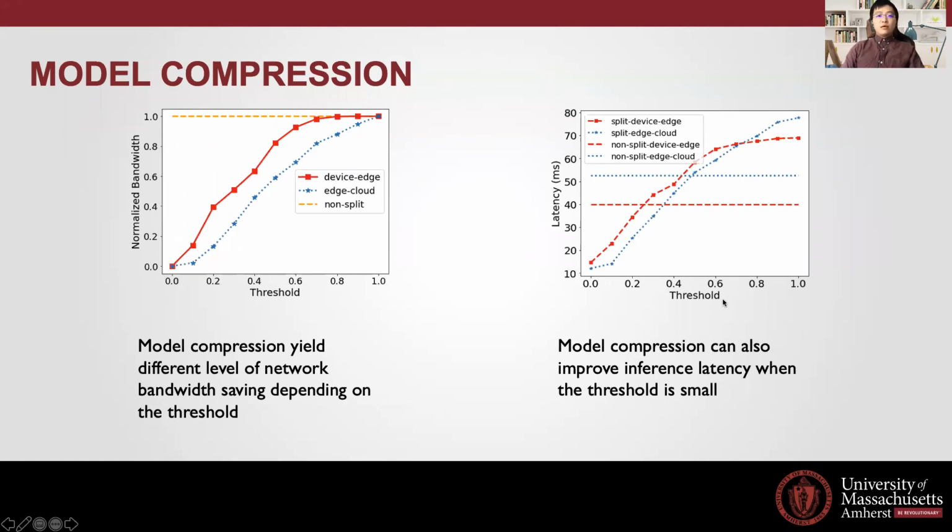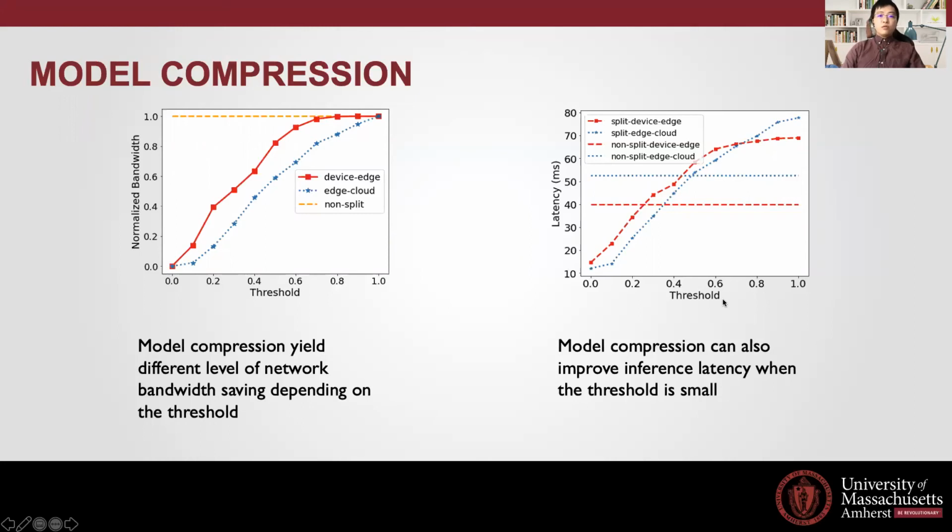A device edge case where the small model runs on the device tier accelerator and the medium model runs on the edge tier accelerator. An edge cloud case where the medium model runs on the edge tier accelerator and the large model runs on the cloud tier accelerator. The left figure shows the network bandwidth usage for both scenarios under varying threshold.